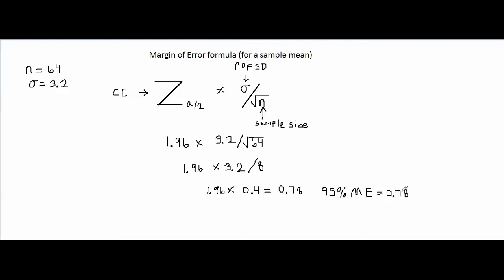Now we have to wonder, what is this actually telling us? Well, what it's telling me is that when I randomly select my sample of 64 people from the population, and I calculate the mean of my sample, 95% of the possible samples will fall between these 2 points that I'll draw on here.